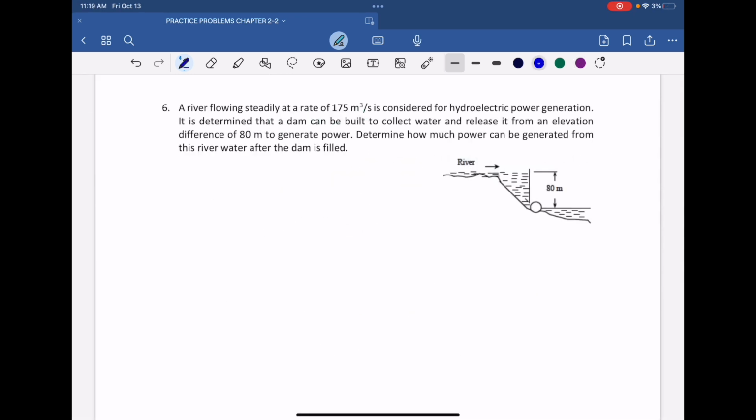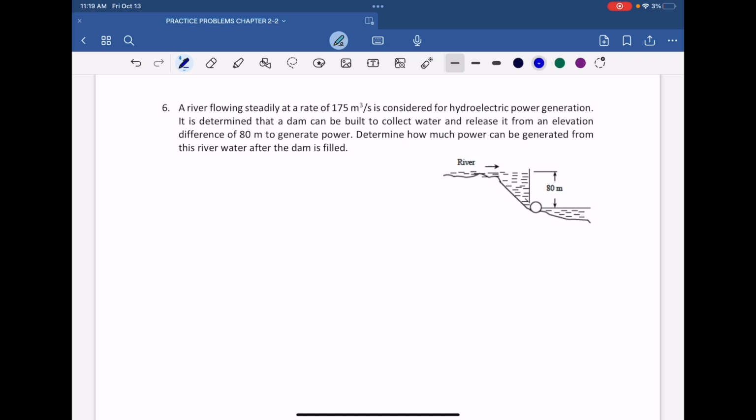A river flowing steadily at a rate of 175 meter cubed per second is considered for hydroelectric power generation. It is determined that a dam can be built to collect water and release it from an elevation difference of 80 meters to generate power. Determine how much power can be generated from this river water after the dam is filled.